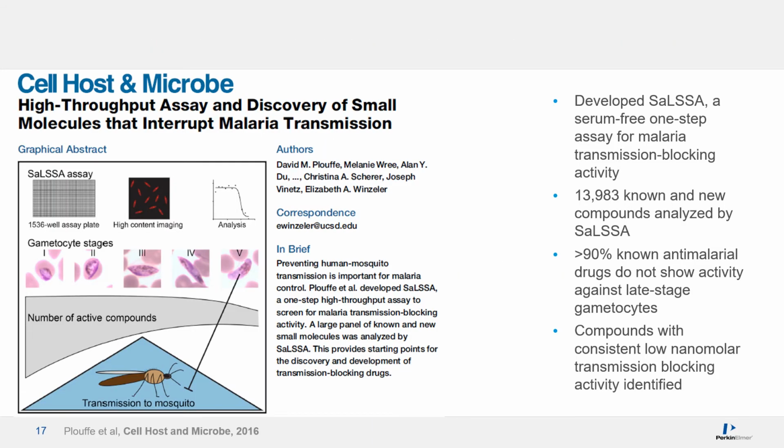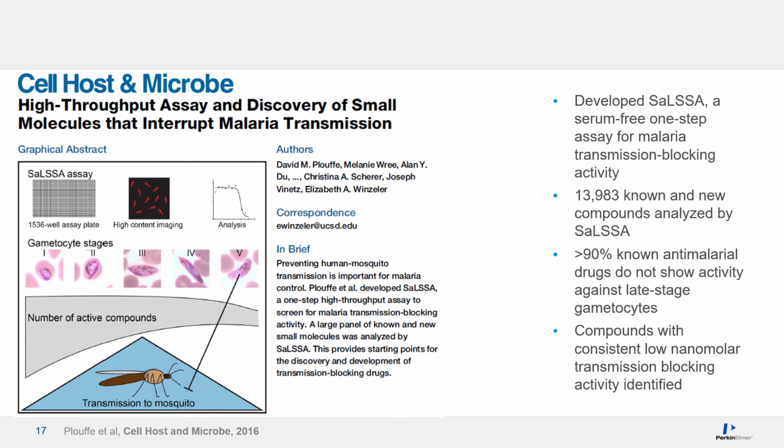In the last example, we look at how high-content screening and imaging can be applied for the discovery of small molecules that interrupt malaria transmission. In this paper, the authors developed a serum-free one-step assay for malaria transmission blocking activity, and a total of close to 14,000 known and new compounds were analyzed.